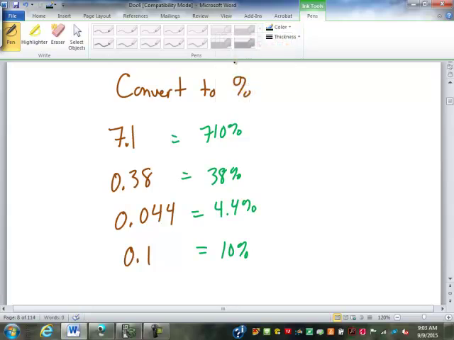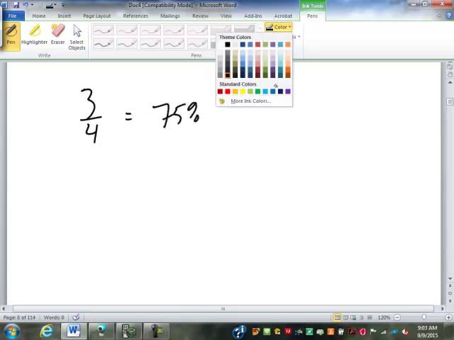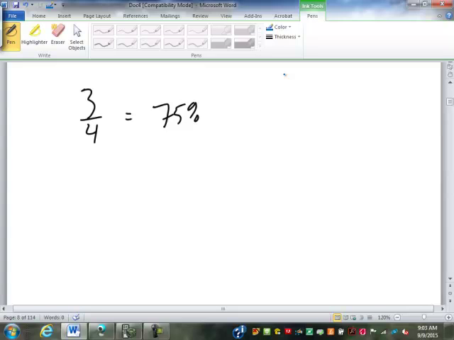Changing our fractions back into percents can be a little bit trickier. So let's start with one that we all know. 3/4 is what percent? 75%. Good. If we didn't know that off the top of our head, there's a couple of different ways we could have approached it. We could have done 3 divided by 4 to turn it into a decimal of 0.75, and then move the decimal point to make it 75%.